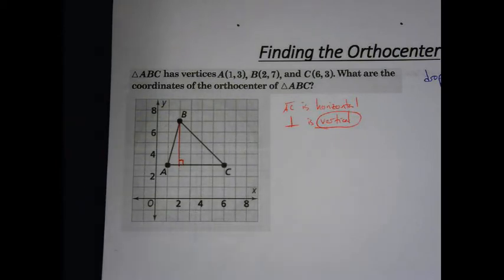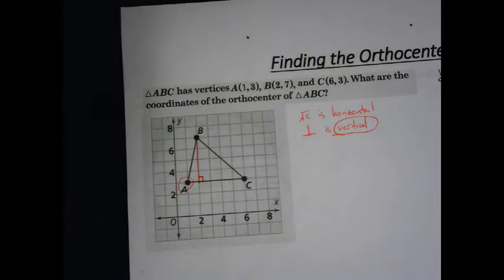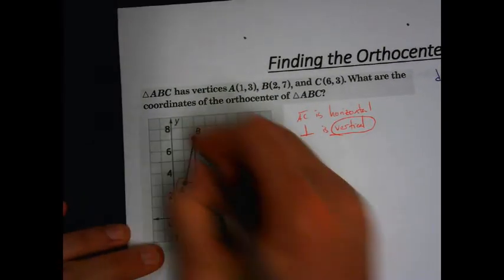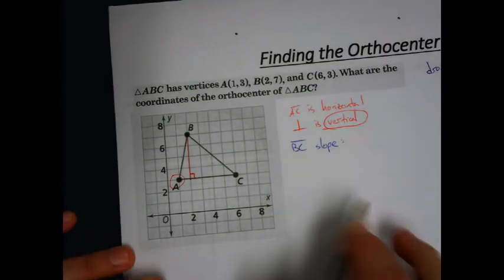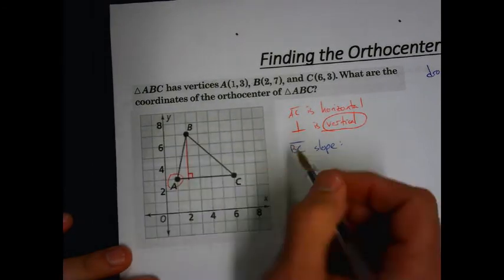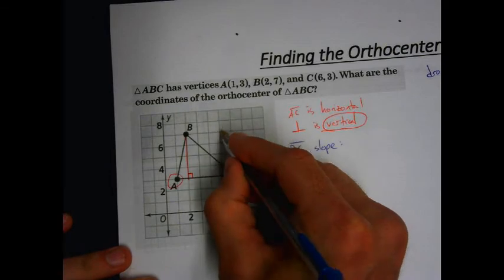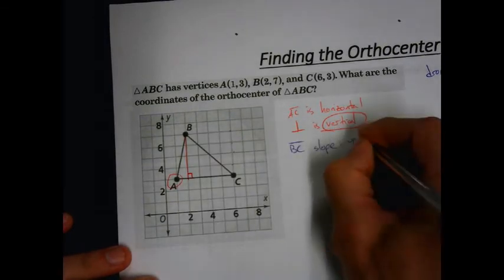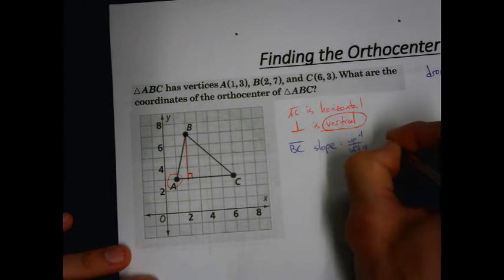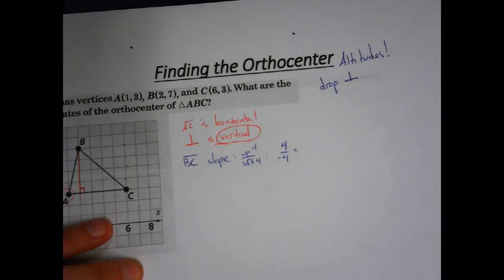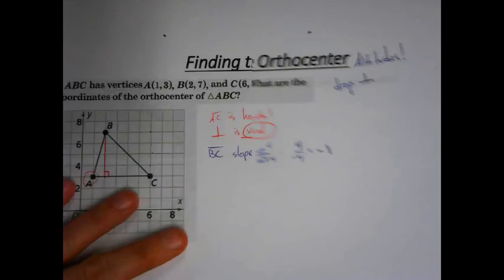Well, let's take a look at vertex A. If we look at vertex A, that means we're looking at side BC. So we have to figure out the slope of BC. Remember, we count rise over run. I'm going to go up 1, 2, 3, 4, and then left 1, 2, 3, 4. Up 4 and left 4. That's positive 4 over negative 4. You know what that equals? Negative 1. So the slope of BC is negative 1.